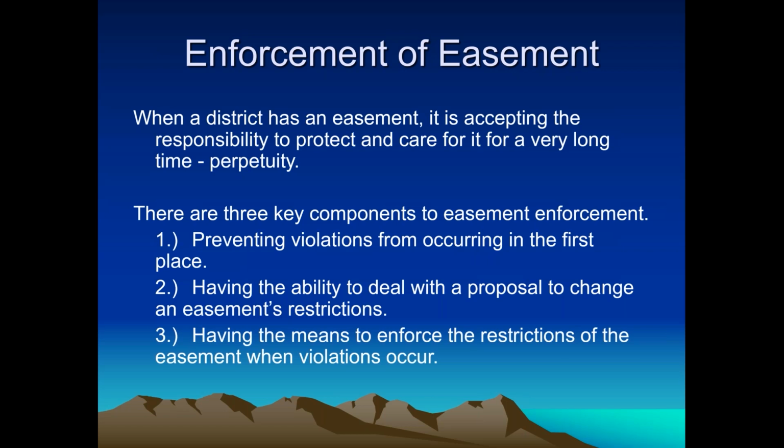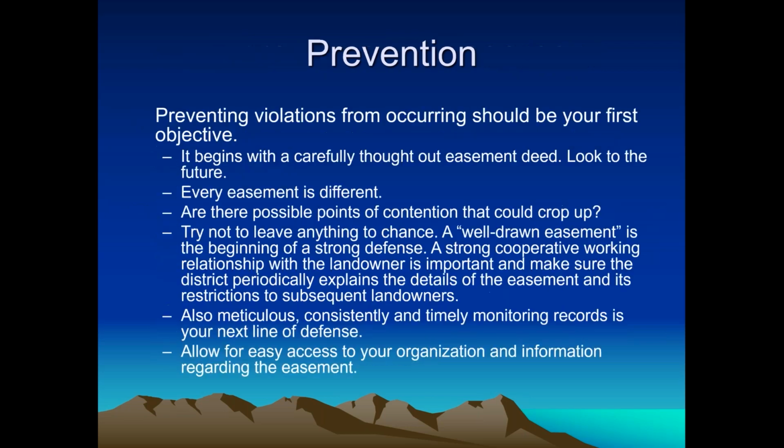Number two is having the ability to deal with a proposal to change an easement's restrictions. So when I talked about being able to do an addendum to an easement to maybe set out where your access is going to be, you've got to have the ability to do that. And of course, having the means to enforce the restrictions of the easements when violations occur.